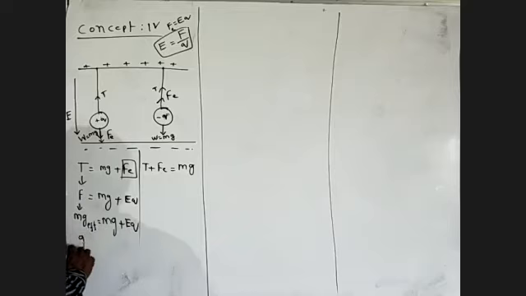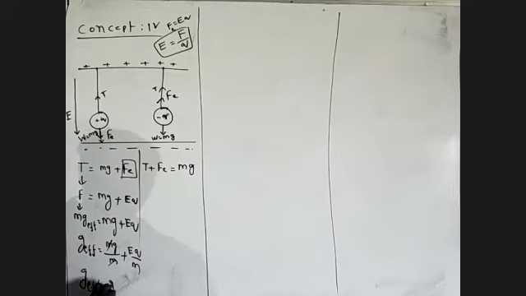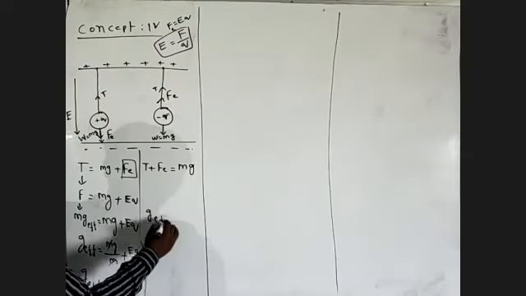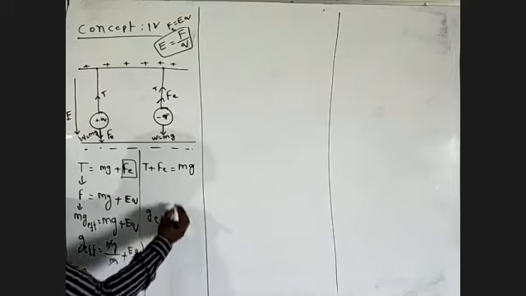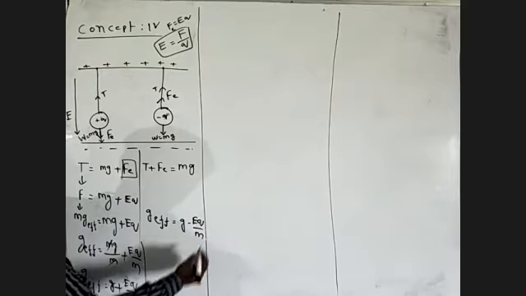Taking m to this side, g effective is equal to mg by m plus EQ by m. Now the m's cancel each other. g effective is equal to g plus EQ by m. This is the equation. For this other one I'm getting g effective is equal to g minus EQ by m, already I explained to you.